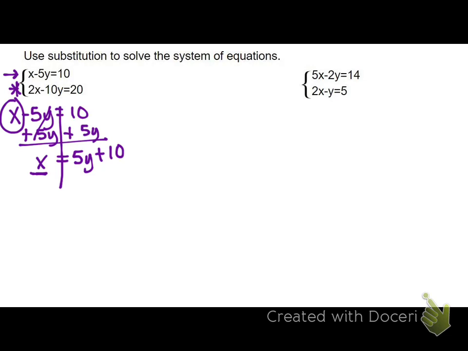Okay, so I'm going to substitute. So let's see here. I have 2. Oh, there's my x. So I'm going to put my parentheses. And what do I substitute for x one more time? 5y plus 10. And then the rest of my equation? Minus 10y. There you go. Equals 20.